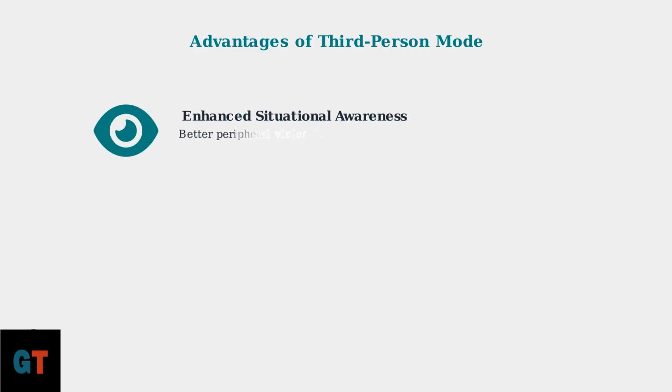Third-person mode in Black Ops 6 Zombies offers several key advantages that can enhance your gameplay experience. The first major advantage is enhanced situational awareness. You can see zombie hordes approaching from wider angles, giving you better peripheral vision to spot threats early.